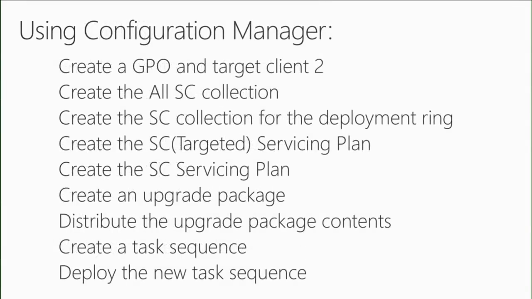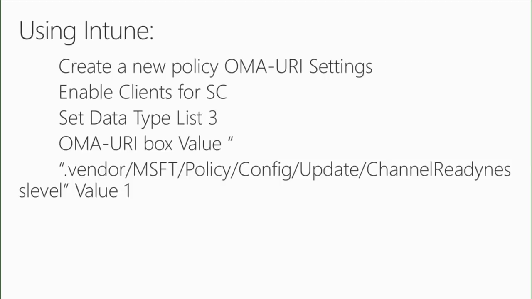For those of you that use Configuration Manager, you create your collections. That's where you create your groups for your different deployments. And you create a servicing plan for each group or collection that you have. You create an upgrade package, and then you'll distribute that upgrade package in a task sequence or deploy the new task sequence. For Intune, it's really just configuring a specific setting or data type list with specific values for the channel readiness level.